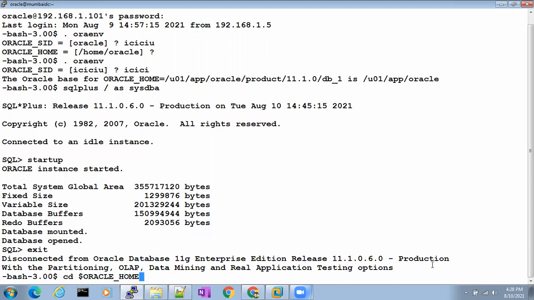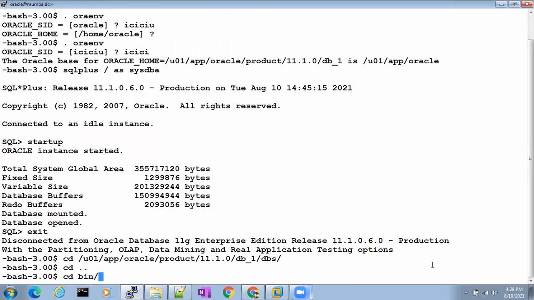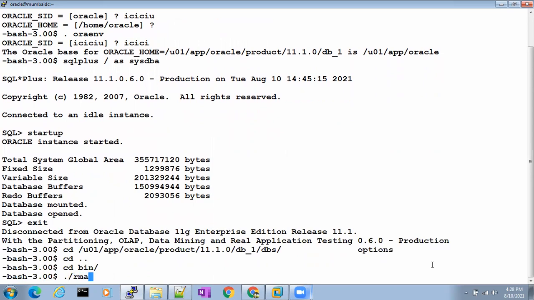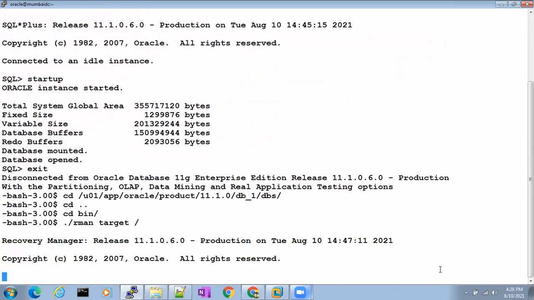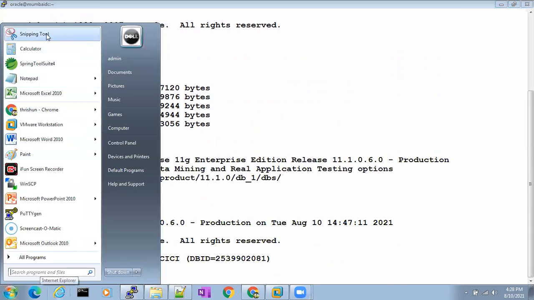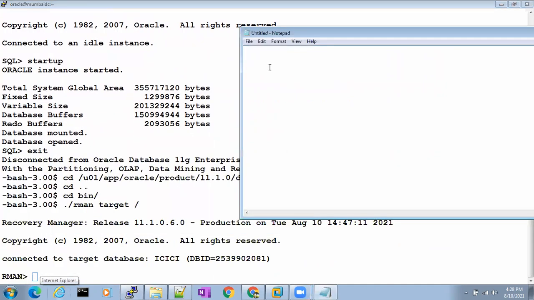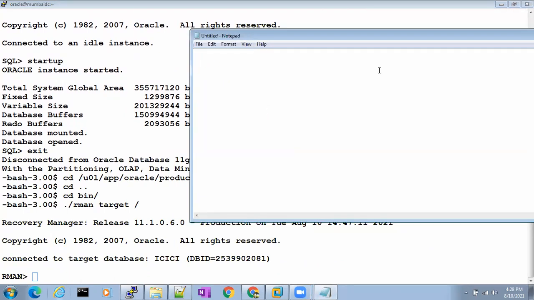Oracle home, dbs, bin, we have to go to bin and run rman target /. Okay, so the database is on now. First, I will show you different kinds of backups today, meaning different kinds of commands.